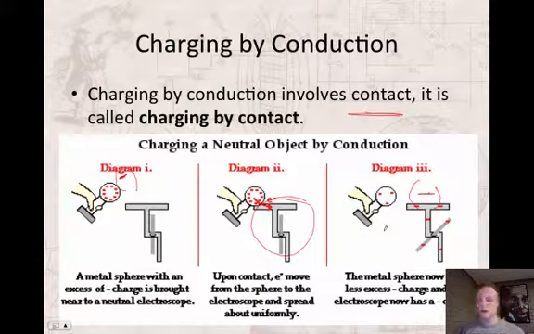Now notice there was no rubbing here, and that's why it's not called charging by friction. Instead, you just touch it, and now you've charged it by conduction. So just touching it.